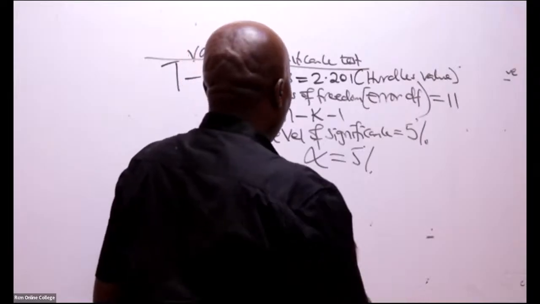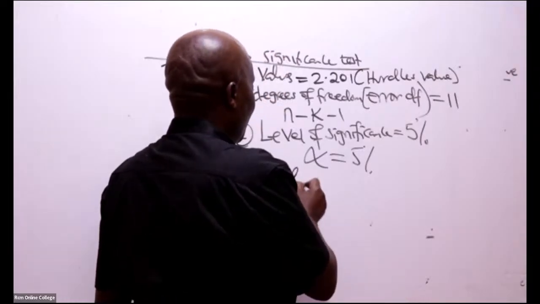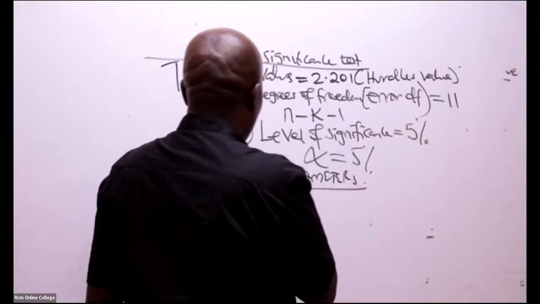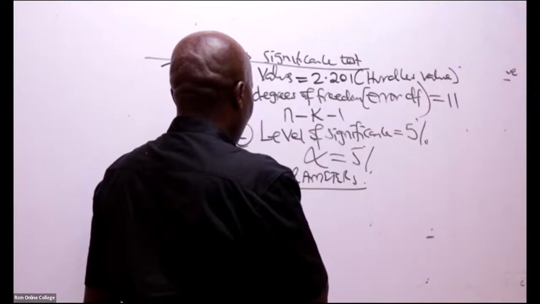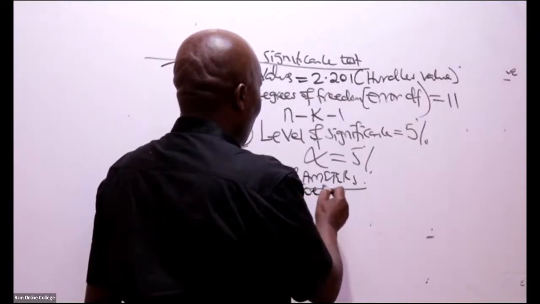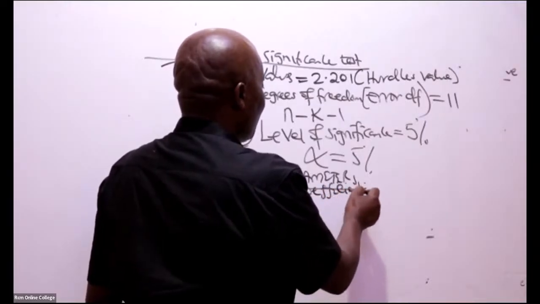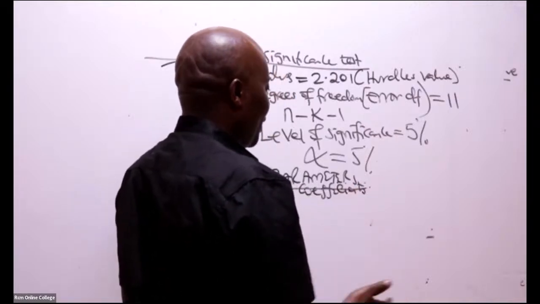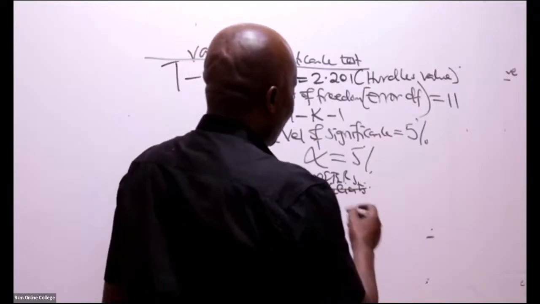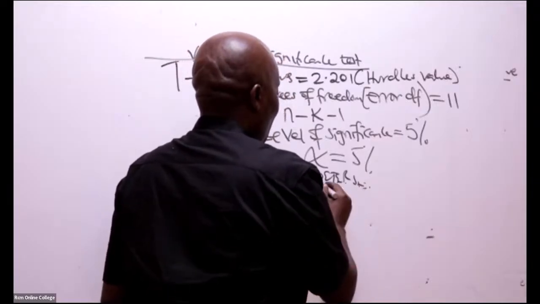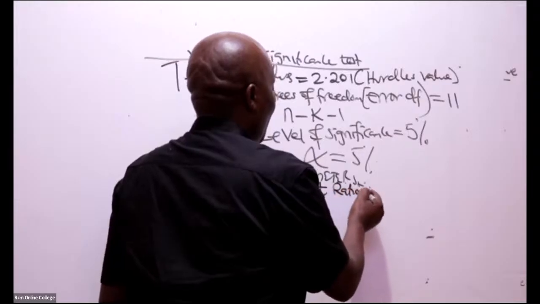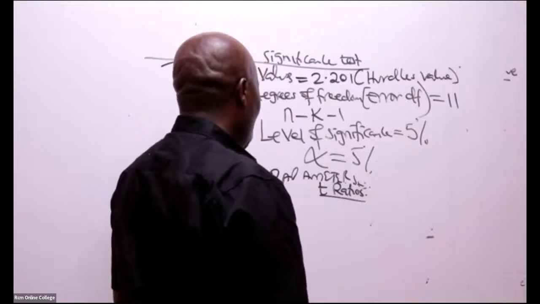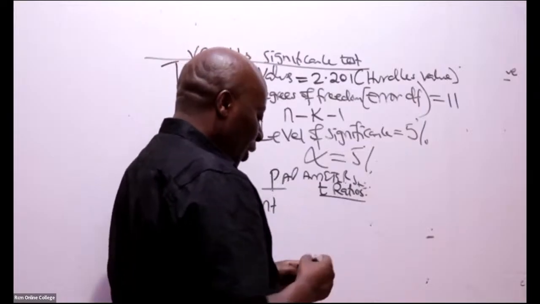So come and give us your parameters. What do we have? There are 3 of them. We have the constant, and of course we have the coefficients. Then we have the t ratios, the t calculated. So what is the t value of the constant?